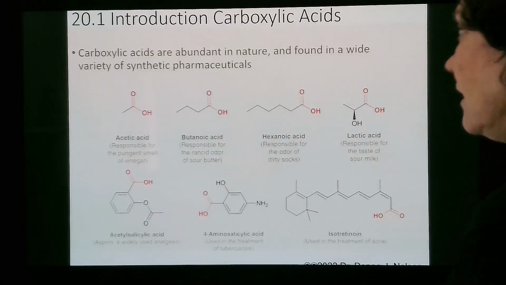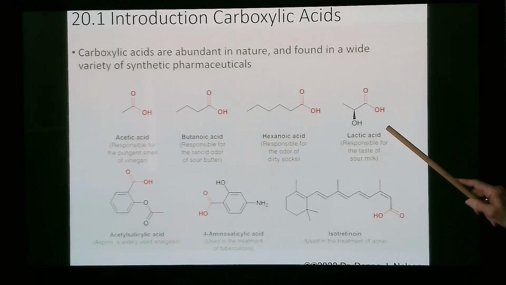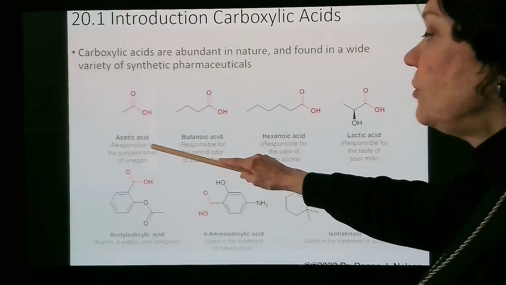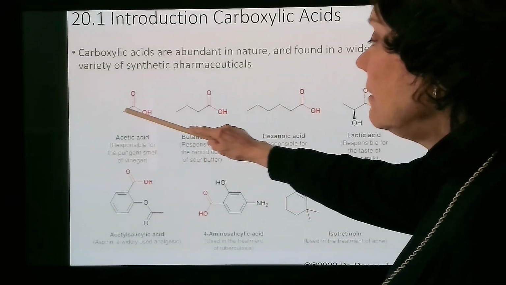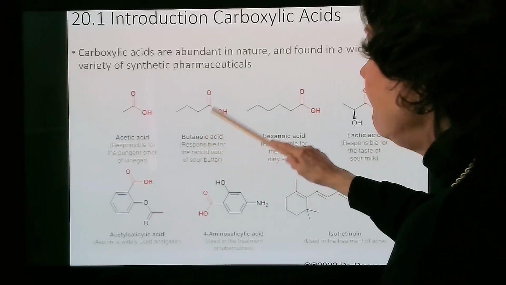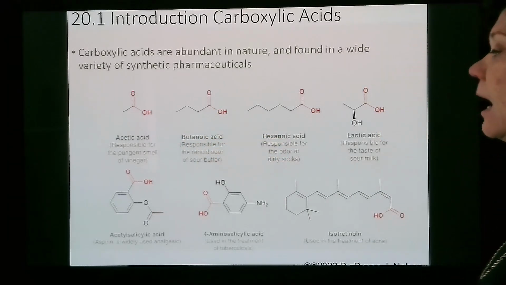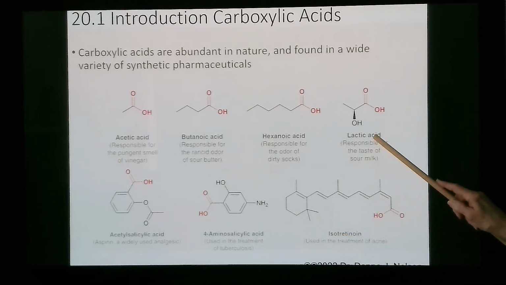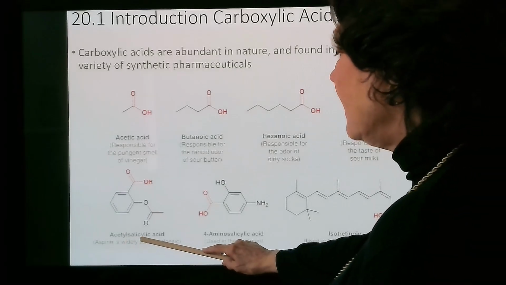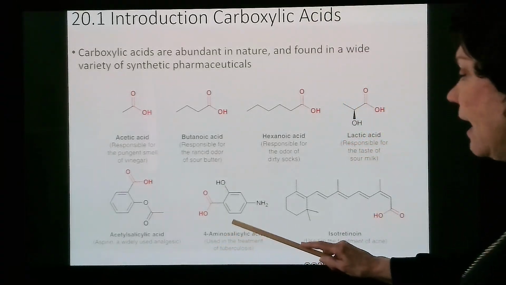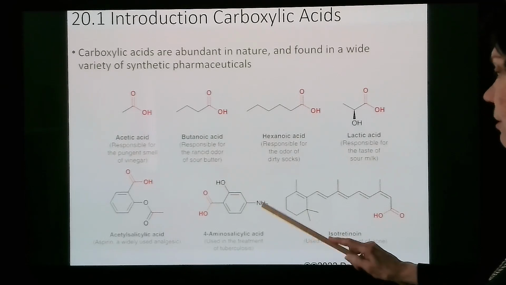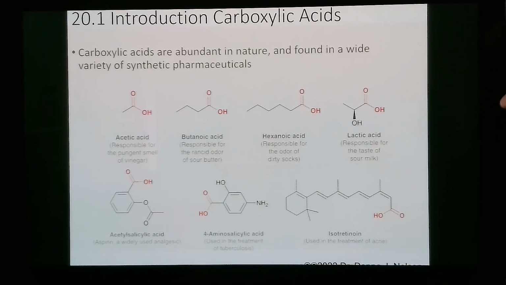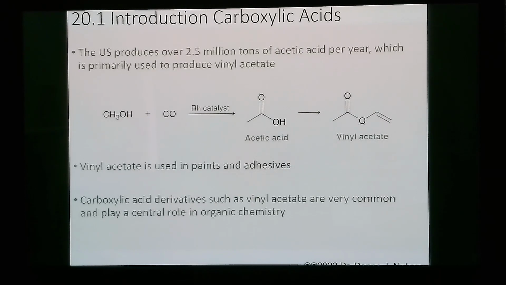So carboxylic acids, they're abundant in nature. They're extremely important compounds. Here you see many examples. Acetic acid, notice you have 2 carbons in the chain, 4 carbons in the chain, butanoic acid, hexanoic acid, lactic acid, and acetylsalicylic acid. And you can see these other 2. So there are a wide variety of carboxylic acids.